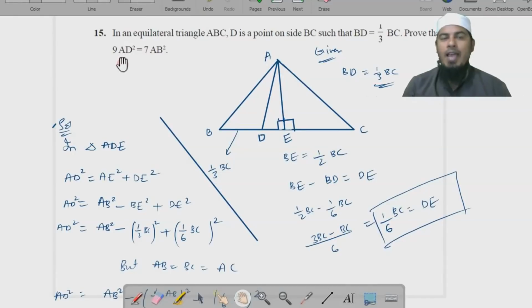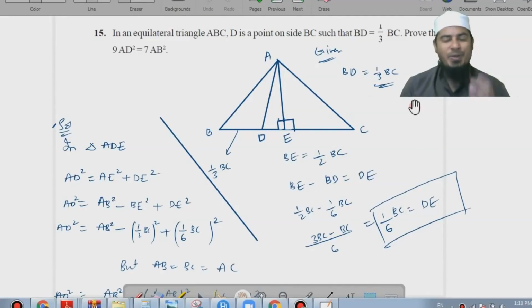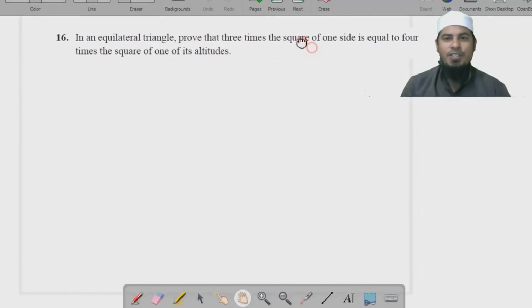Make LHS with the help of Pythagoras theorem. The statement automatically you will get. Thank you very much. I hope you understood. Let us go to the next question. Yes, the question is in front of you.